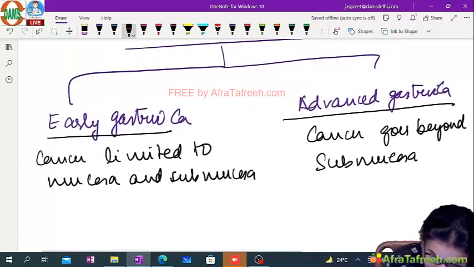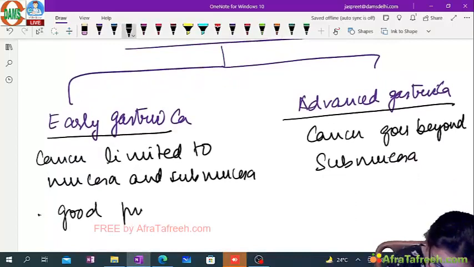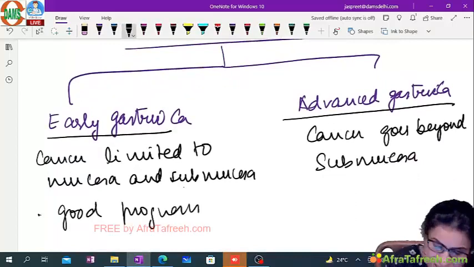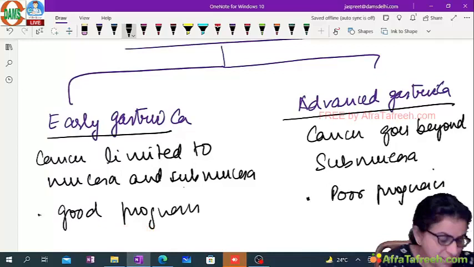Early gastric cancers carry a good prognosis. Knowing this becomes important because early gastric cancers have a good prognosis, while advanced gastric cancers have a poor prognosis.